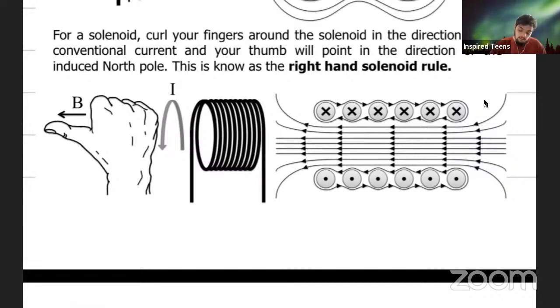Basically it says, for a solenoid, curl your fingers around the solenoid in the direction of conventional current, and your thumb will point in the direction of induced north pole. This is known as the right-hand solenoid rule. So it works vice versa as well, meaning if you have the direction of current, you know the direction of the north pole. If you know the direction of the north pole, you have the direction of current.